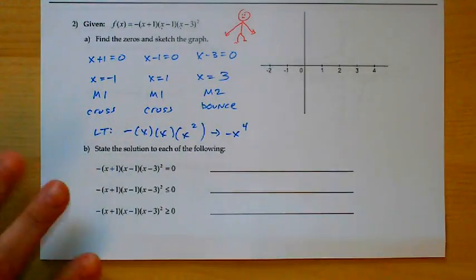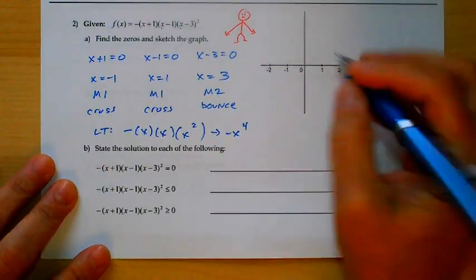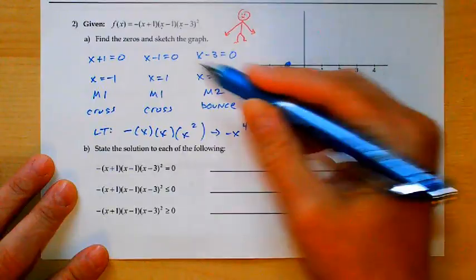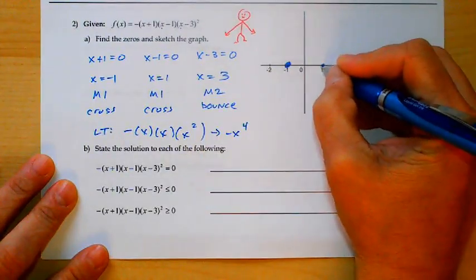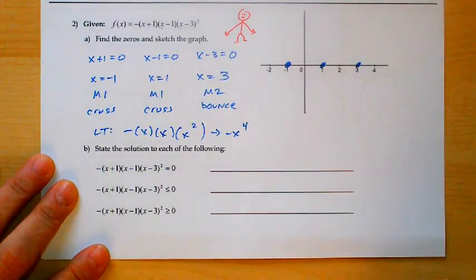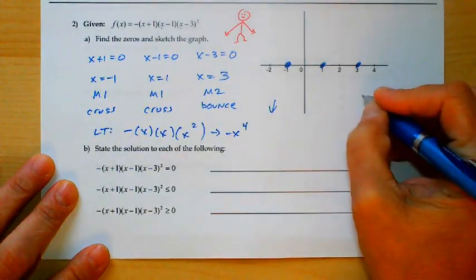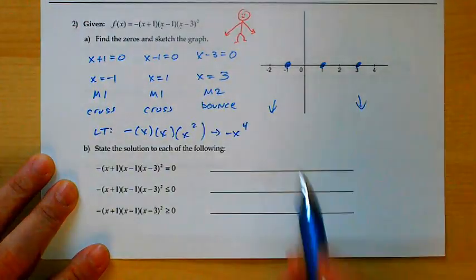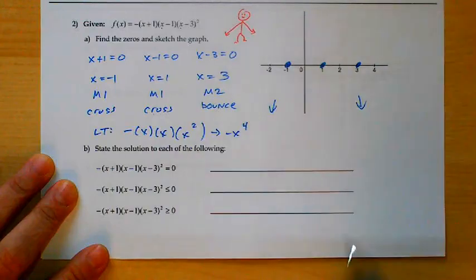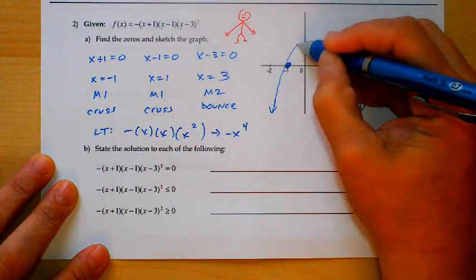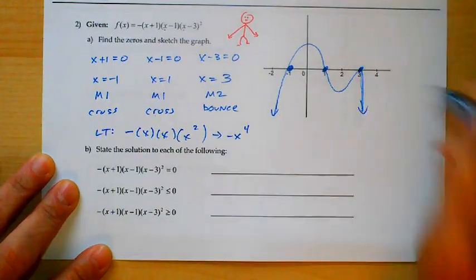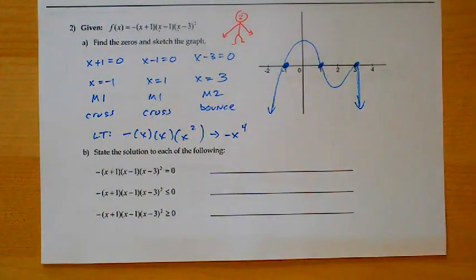All right, let's play the connect the dots game, everybody. We've got x equals -1, x equals +1, and x equals 3. The ends both point down, and at -1 and +1 we cross, and at +3 we bounce. Let's make it happen. Okay, something along those lines.